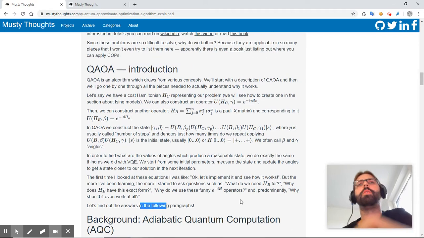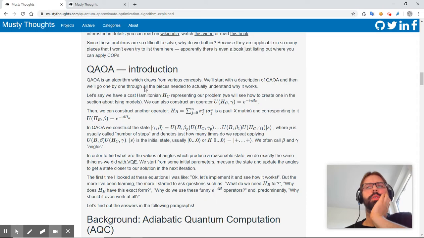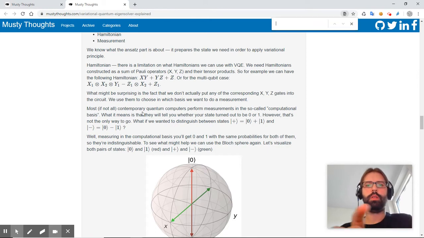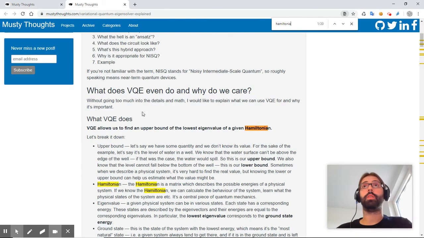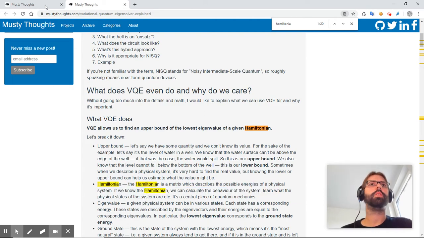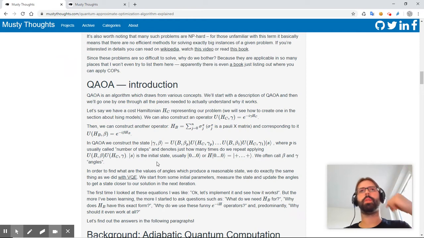Okay, so this goes pretty straightforward to Hamiltonians. There's no introduction to this, but I guess this is something that is explained here as well. Hamiltonians, right? It's a matrix that has possible energies of a physical system. So that article builds on top of that one, because if you're coming new to these, you're like, what the heck is that even?